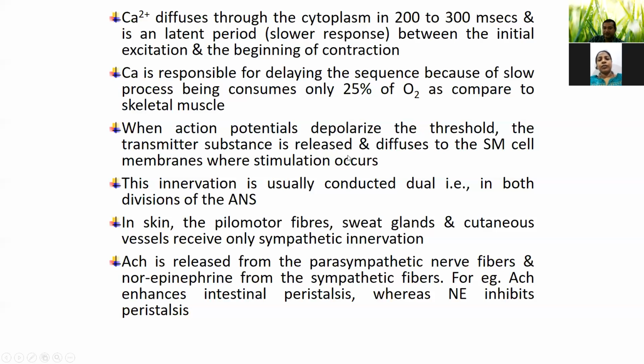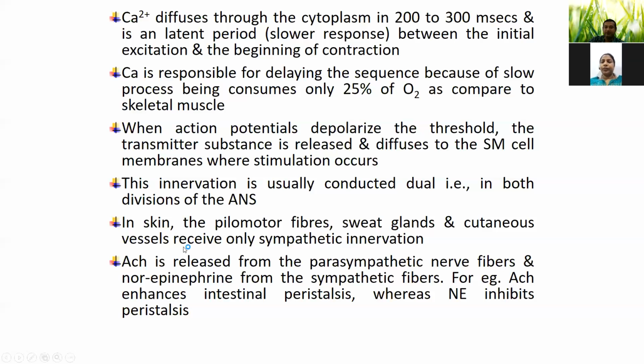and diffuse to the smooth cell membranes where stimulation occurs. These neurotransmitters are basically acetylcholine. So whenever this acetylcholine is released, the action potential will depolarize towards its maximum threshold level. And the innervation is usually conducted by the autonomic nervous system. I mean to say the parasympathetic and sympathetic nervous system.